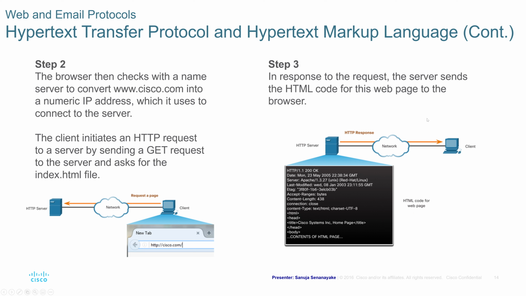Then in step 3, in response to the request, the server sends the HTML code for the web page to the browser. That code also includes any resources that need to be available on the client side to view, such as locations of images and videos, etc. The HTML code looks similar to this. If you would like to look at HTML code, you can simply view the source code of this YouTube page, for example. Or you can go to sanuja.com or something like that. Just view the source code. That is pretty much the HTML code for that web page.